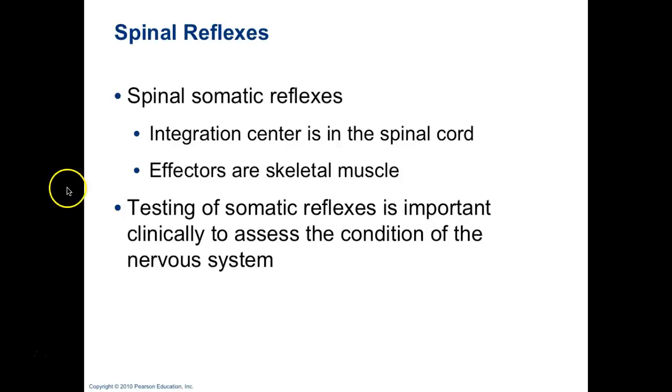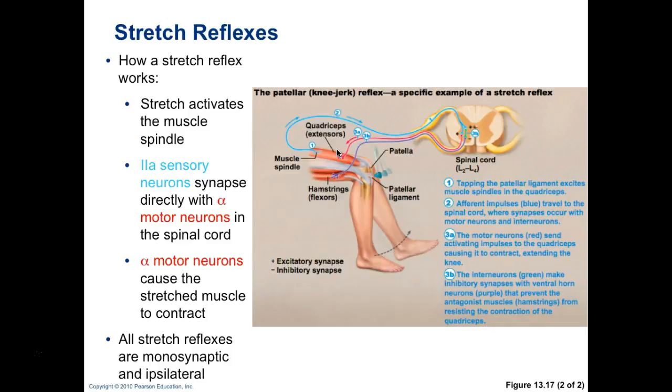Our spinal reflexes are going to involve our integration center as only our spinal cord. So instead of going up to the cerebrum and back down through the spinal cord, everything just takes place in our spinal cord. And our effectors are going to be our skeletal muscles. And we can test these somatic reflexes within a clinical setting to assess how the nervous system is functioning.